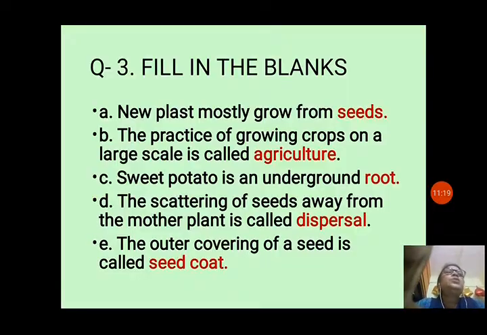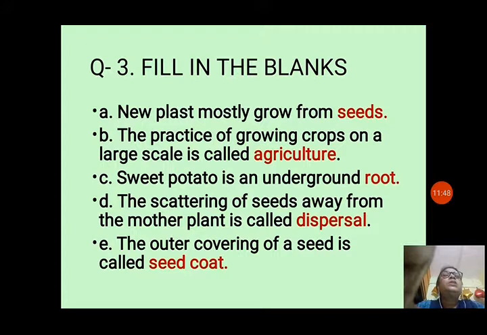Now next, question number 3 is fill in the blanks. First, new plants mostly grow from seeds. Mostly we grow new plants from seeds, and rarely we grow new plants from other parts of the plant like stem, root, etc. Leaves also. Now B is: what is agriculture? So we have to fill in: the practice of growing crops on a large scale is called agriculture.